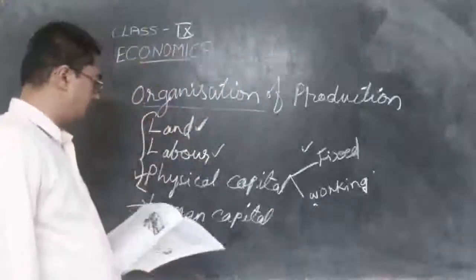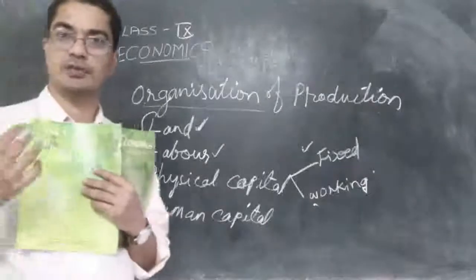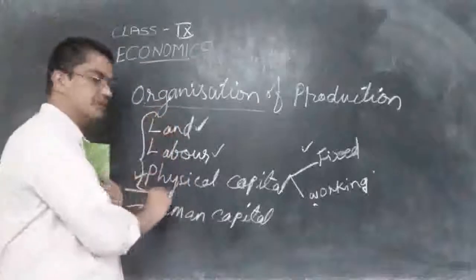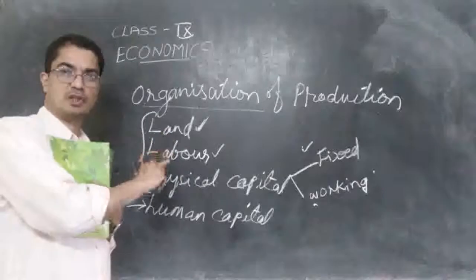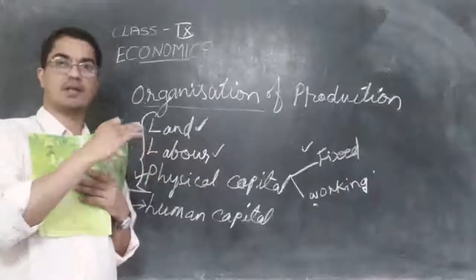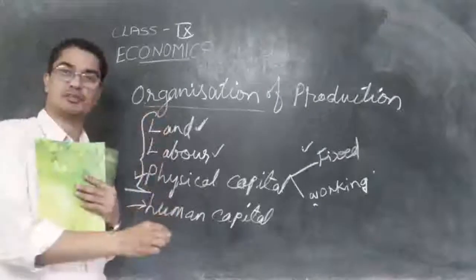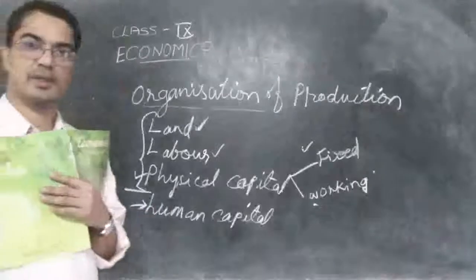Then we shall stop today here. In the next class, we will explain more. So try to learn these points. Production. What are the essential things? They are called factors of production. What are the main factors of production? These three are the main factors of production. And the fourth one is also important. It is called human capital.